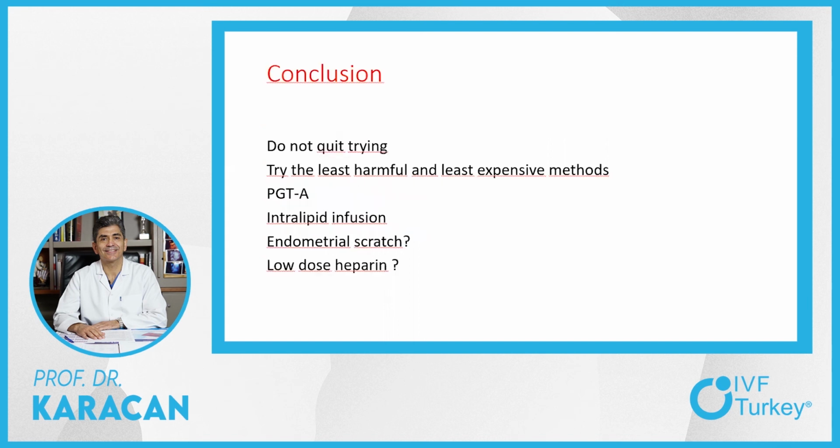So in summary, please do not quit trying to get pregnant. As I mentioned, in a year, almost 50% of couples get pregnant. Try the least harmful and least expensive methods, since there is none accepted worldwide. PGT-A might be tried to evaluate the chromosomal patterns of the embryos. Intralipid infusion, which is least harmful and one of the cheapest modalities to treat this problem. And endometrial scratch, low-dose heparin and aspirin are also experimental methods to improve pregnancy rate.